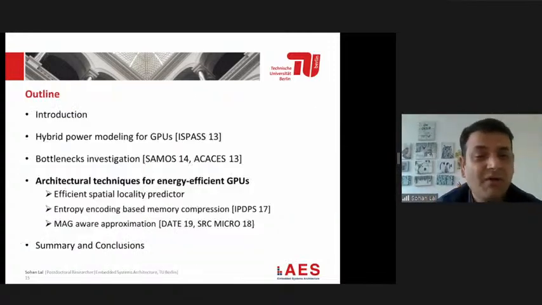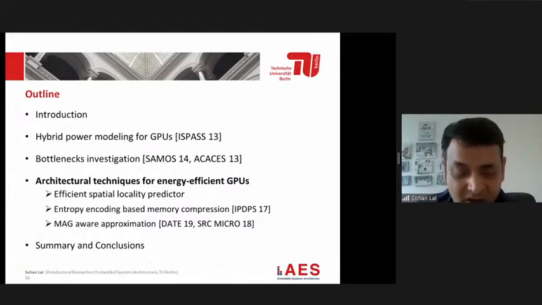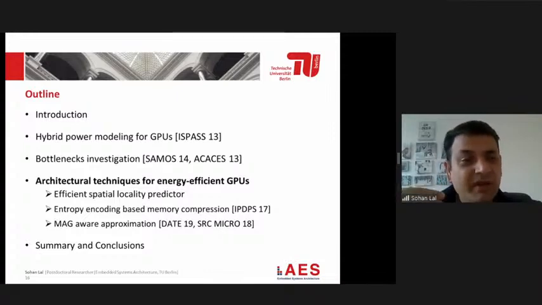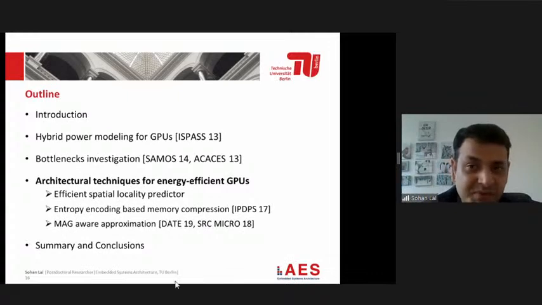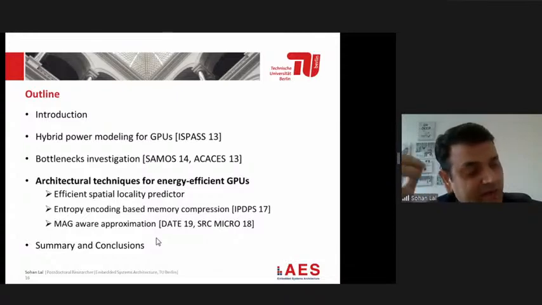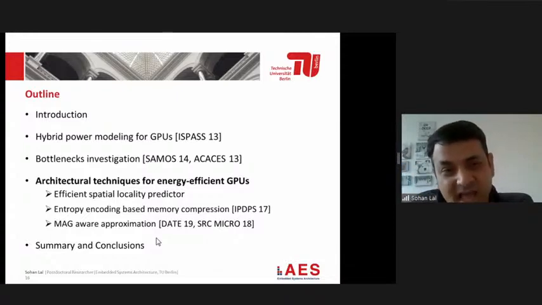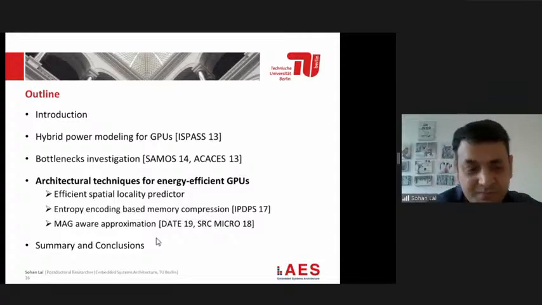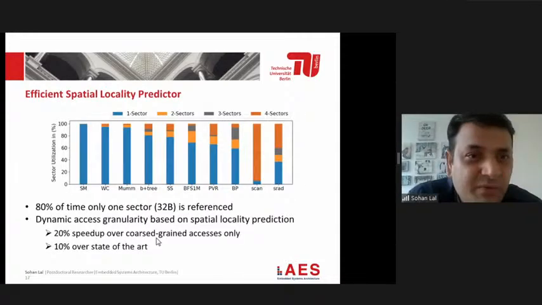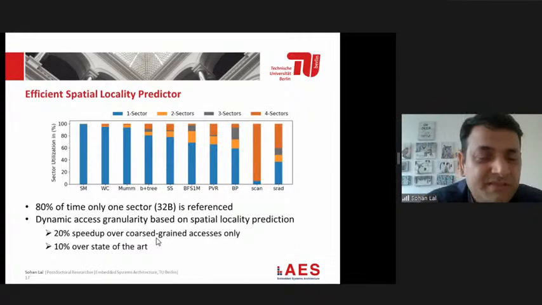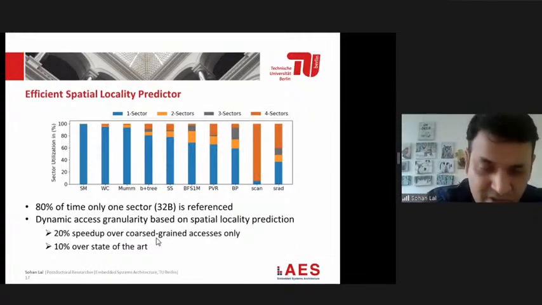This leads us to our third objective: to propose some architectural techniques to improve the energy efficiency of the GPU. Now we have a better understanding of GPUs. We have tools that can provide us information, and with the tools we gathered some information about the bottlenecks. Now we want to use this information to do something useful. Let's have a look at it. What did we do first? The first is the efficient spatial locality predictor for GPUs that we developed.